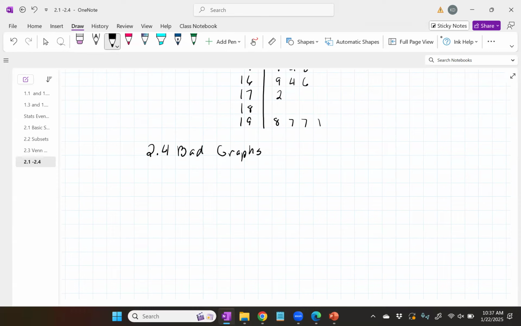This requires a little bit of participation. We're going to see if we can figure out why these graphs made the file. And they've all made the file for at least one reason. Some of them have made it for several reasons. So things to look out for.